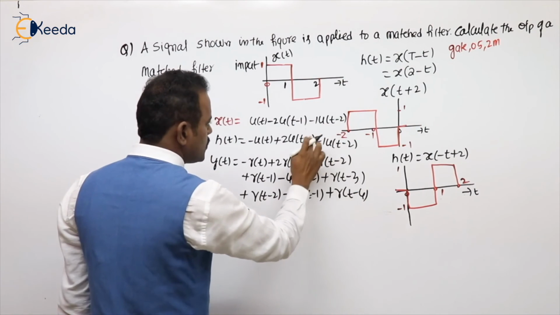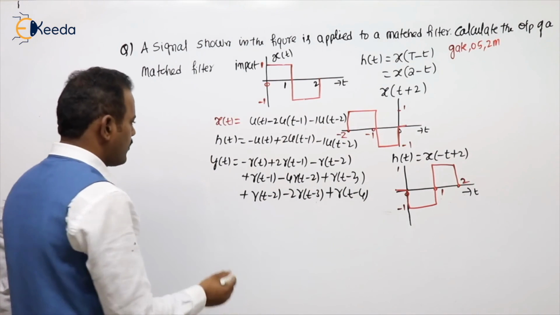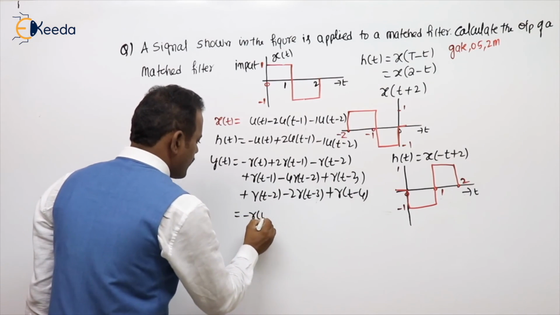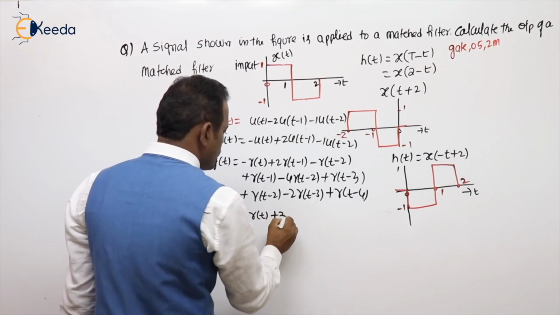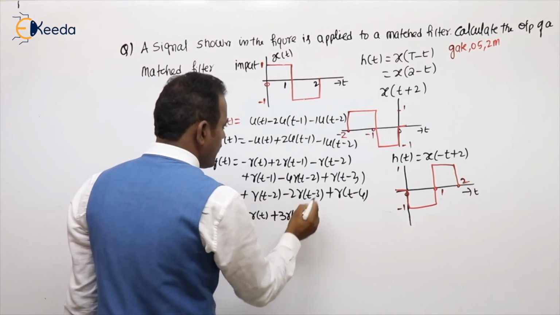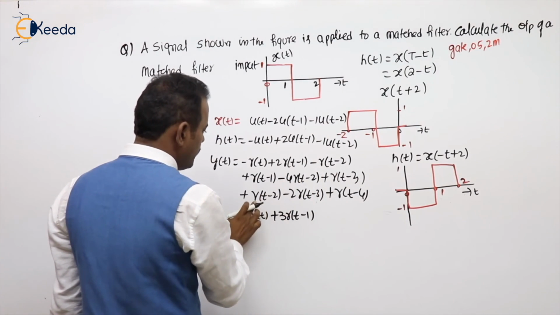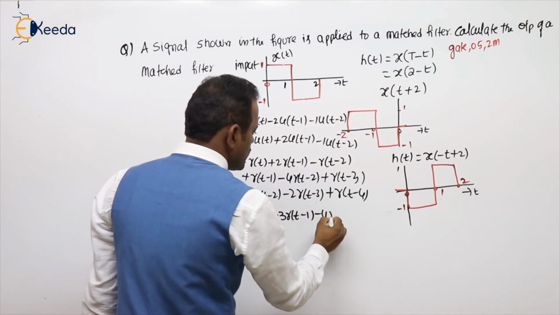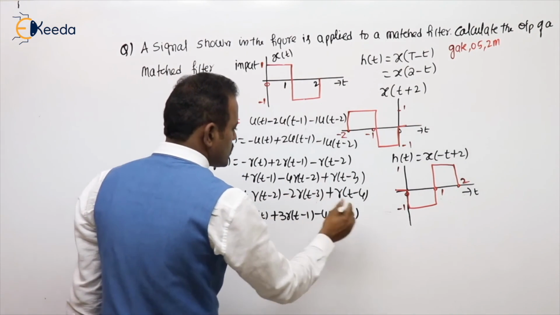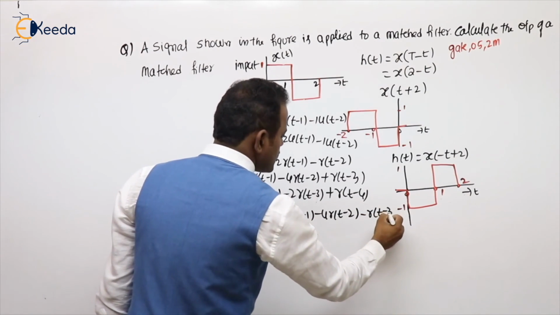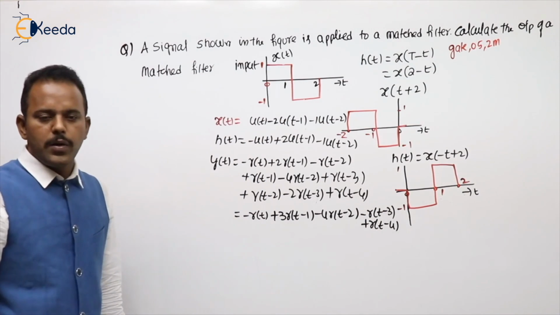Add the similar ones. Then minus r of t. Minus 1, so how many are there? 2 plus 1, 3. So plus 3 r of t minus 1. Then for t minus 2, how many will be there? Minus 1, minus 4, minus 5 plus 1. So minus 4 r of t minus 2. Plus 1, minus 2. So minus r of t minus 3 plus r of t minus 4. Now draw the signal, student.